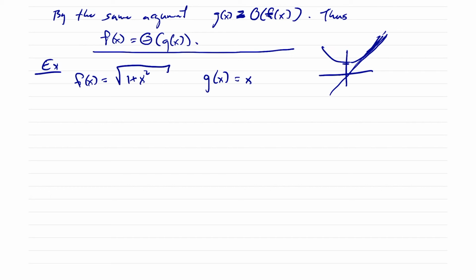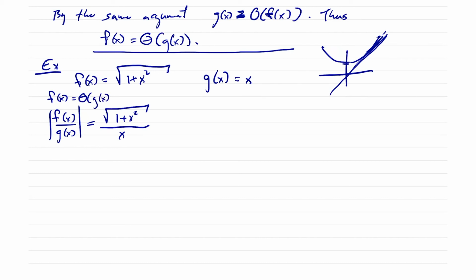So, let's take a look. First, it's the same sort of argument I just did. If we take a look at the absolute value of f of x over g of x, it's going to be equal to the square root of 1 plus x squared, which is a positive quantity, over x. And I'm trying to show that f of x is equal to theta of g of x as x goes to infinity, by the way.